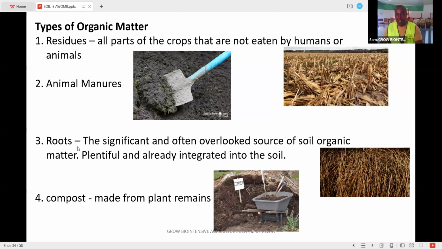And then we have roots. During harvesting, let us have that tendency of cutting, like this maize, cut it from down there so that the roots remain in the soil. That one also adds a lot of organic matter in the soils. And then, of course, now the best is compost. Compost is so good because it contains all the 14 elements that are required in the soils.